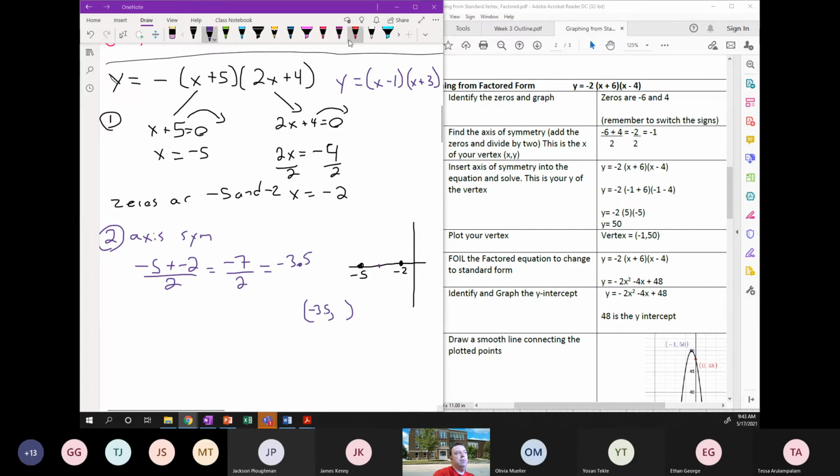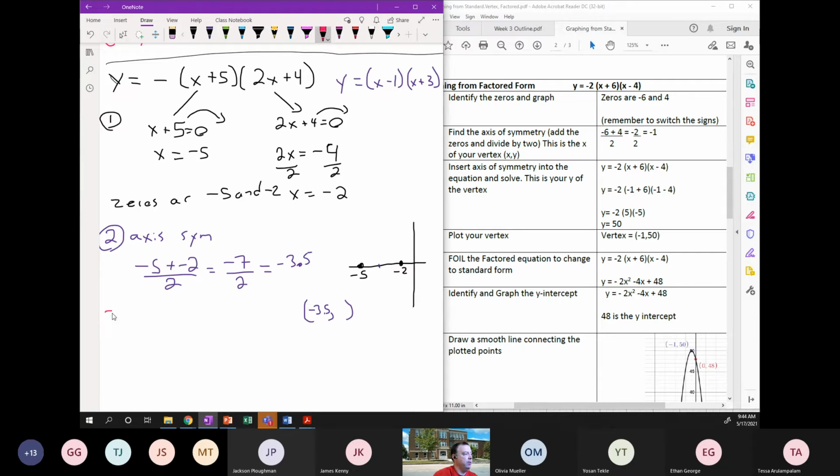All right. Does anyone need me to slow down still? Or are we going at okay pace? Okay. So my next part, step 3 here, is I'm going to insert my axis of symmetry into the equation and solve for my vertex.